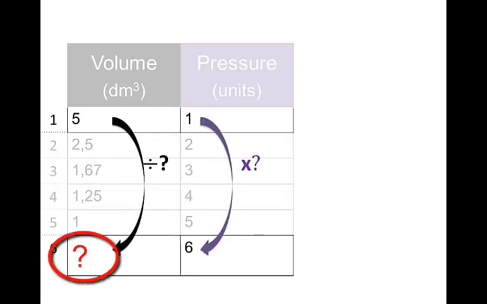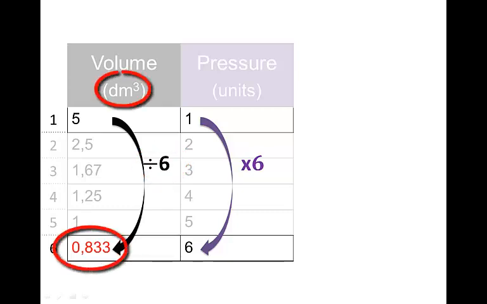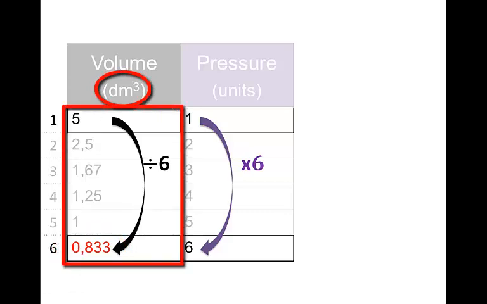What would the volume of this gas be when its pressure is 6 units? To answer that, we need to ask ourselves, how many times have we increased the pressure from, let's say, line 1? That's the same many times as the volume will have decreased from that line of data. 1 times 6 equals 6, and therefore the missing value is found by 5 divided by 6. And that gives us the answer of 0,833. The unit is decimeters cubed, because all these units are in decimeters cubed.